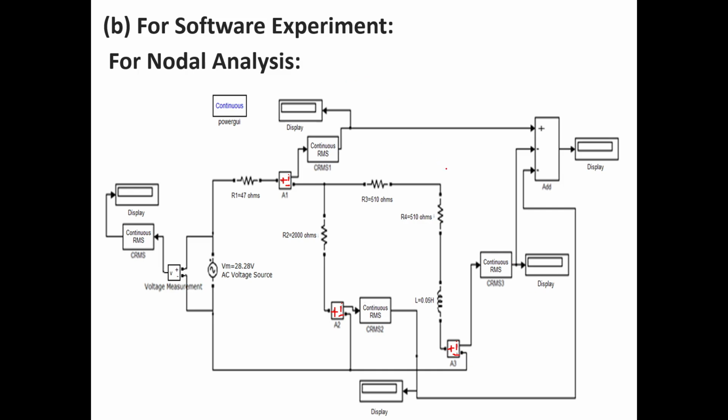Here we are going to verify Kirchhoff's current law. Therefore, the current entering this junction must be equal to the current leaving this junction. So I have taken an add block, and I have added all the currents here. The display should show 0. You can pause the video and draw the circuit diagram in your observation.